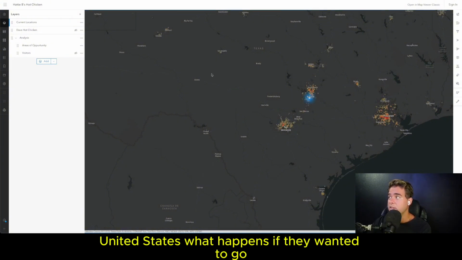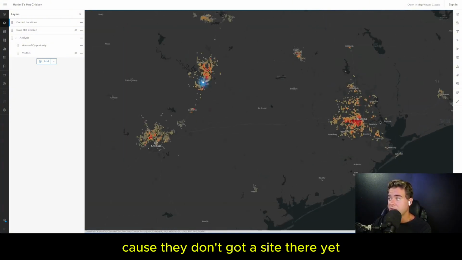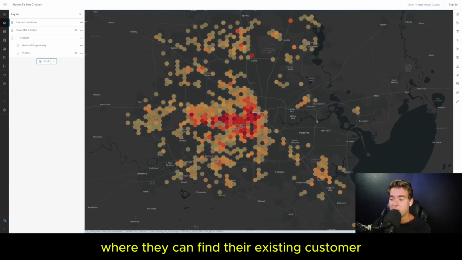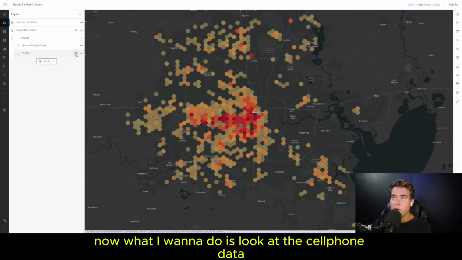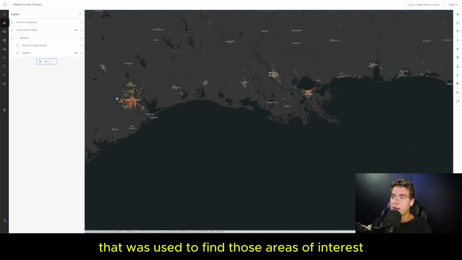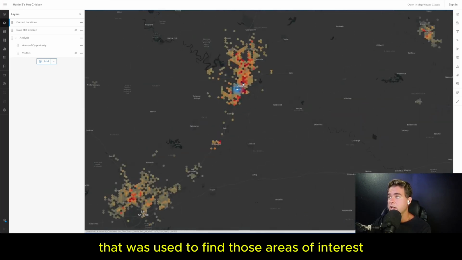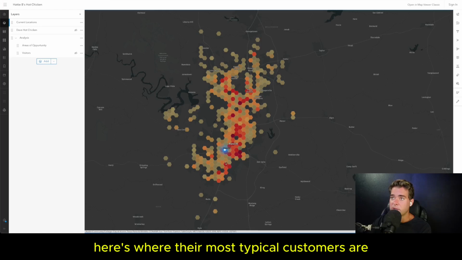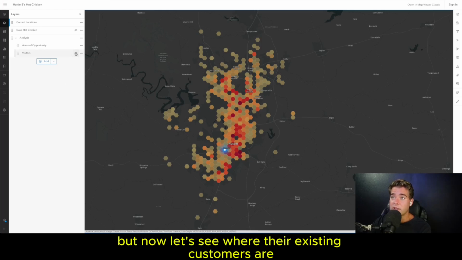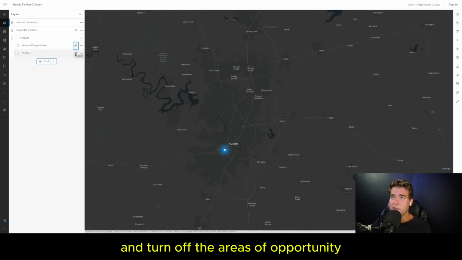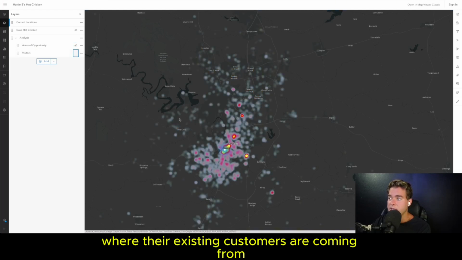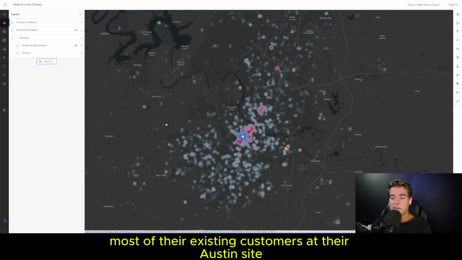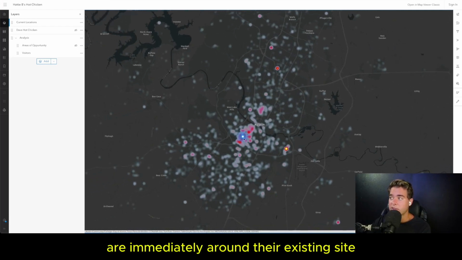What happens if they wanted to go, let's say, to Houston, because they don't have a site there yet? Where would be those areas or pockets where they can find their existing customer? Well, here's that answer. Now, what I want to do is look at the cell phone data that was used to find those areas of interest. So here's Austin. They've got an existing site. Here's where their most typical customers are. But now let's see where their existing customers are. So I'm going to go ahead and turn off the areas of opportunity, and now we can start seeing where their existing customers are coming from in the highest concentration. Most of their existing customers at their Austin site are immediately around their existing site.